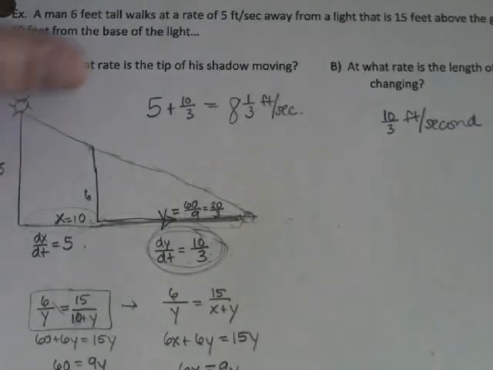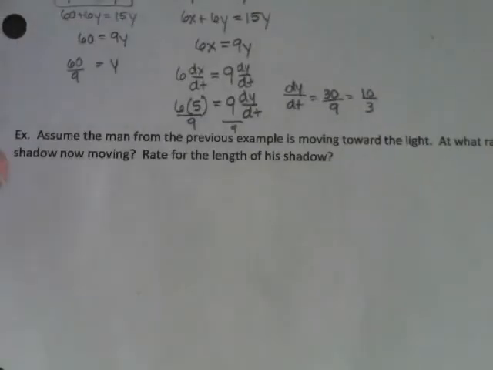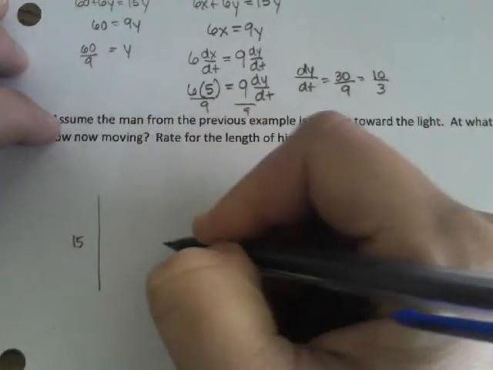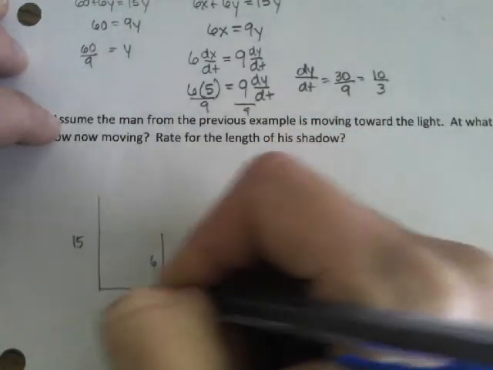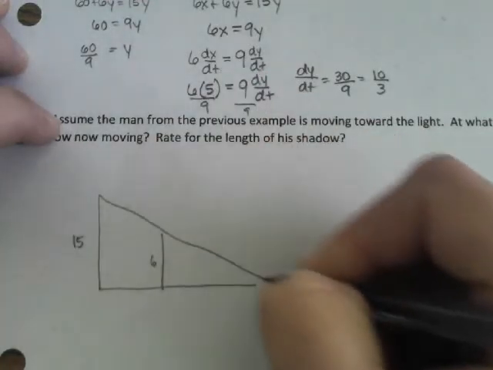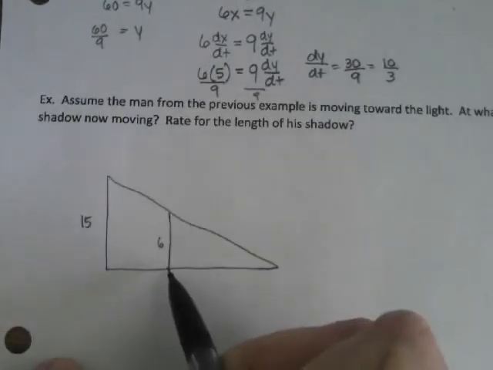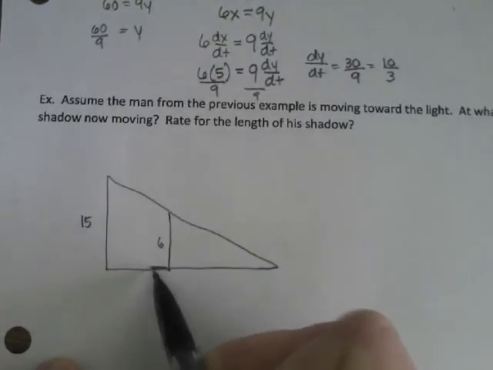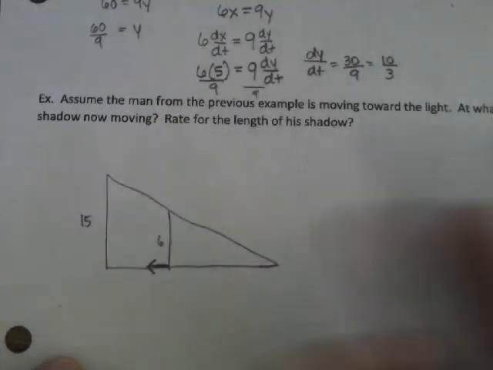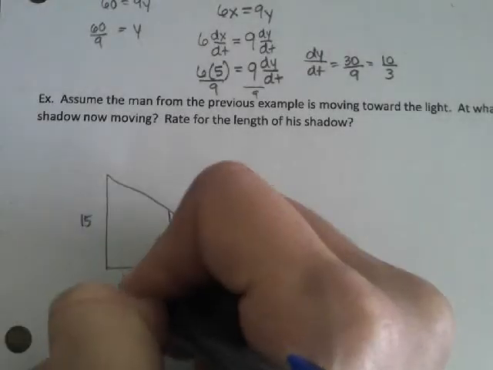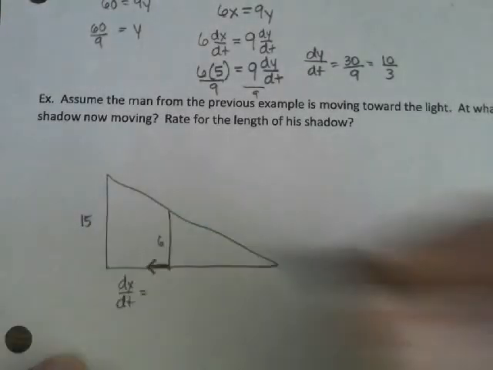On the second example, we're assuming that it's the same guy from the previous problem moving instead toward the light. Similar picture, with your similar triangles. But instead, your guy is walking towards the light at the same rate that he used to be walking away from the light. So dx/dt is now what? -5.